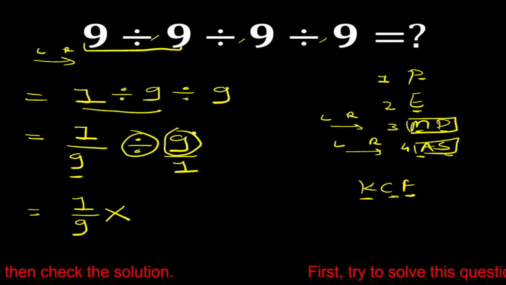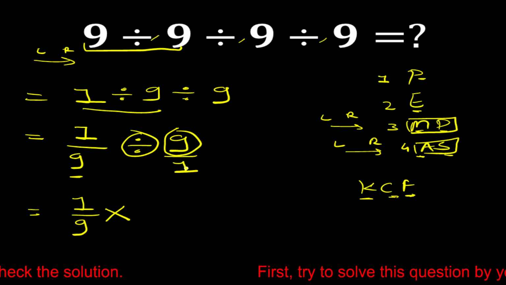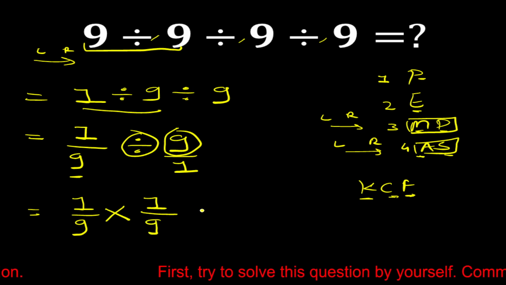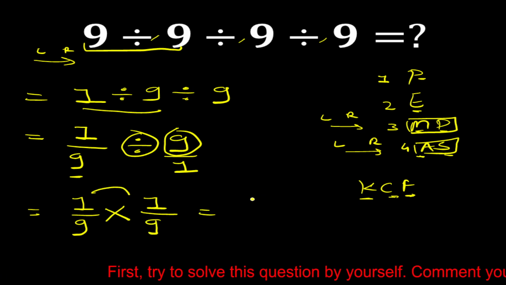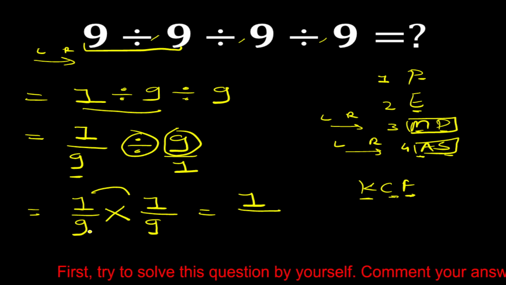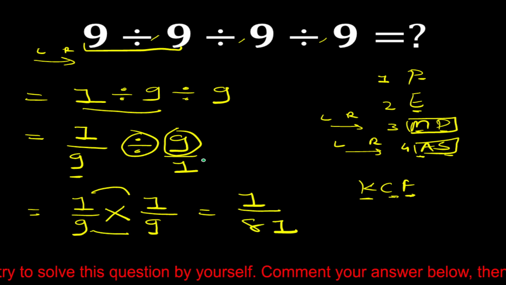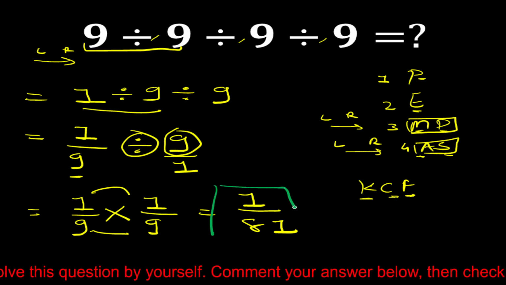So change this, flip this fraction. 9 by 1 is equal to 1 by 9. 1 multiply 1 is equal to 1, 9 multiply 9 is equal to 81. So the correct answer is 1 by 81.